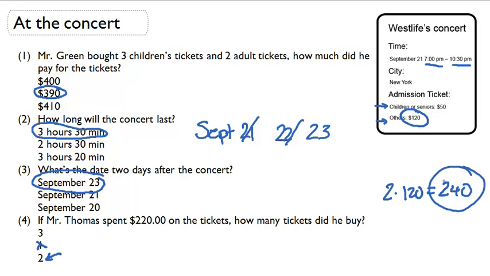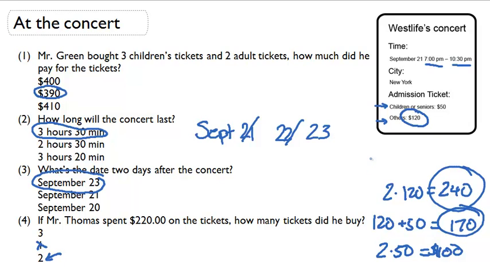So let's go 1 cheaper. 1 expensive and 1 cheap. That'd be $120 plus $50. And that gets me $170. Not quite right. Now if I get 2 cheap tickets, 2 times 50, that's not even close to being right. That's $100. So none of these are right. So it can't be 2 either. So it must be 3.